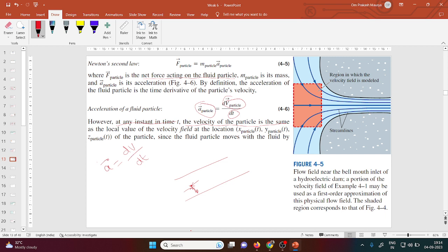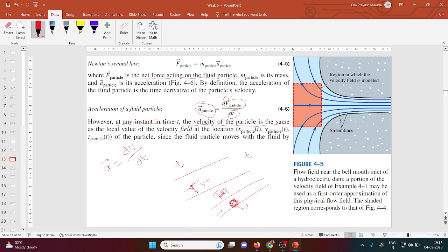However, at any instant of time, at a particular time, the velocity of the particle is the same as the local value of the velocity field at the location. Here it is written: at an instant of time, the particle velocity will be equal to the value of the velocity field at that particular time. Let's say this is a pipe flow, and here is the control volume. At a particular time, if you consider the field, the velocity of the field and the velocity of the particle will be the same.